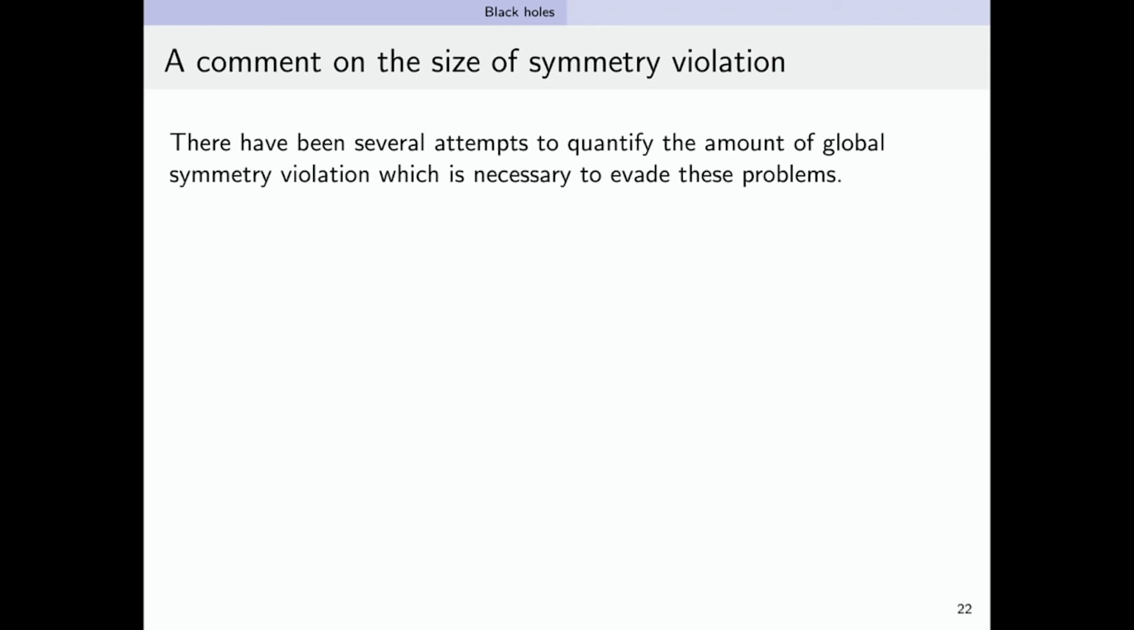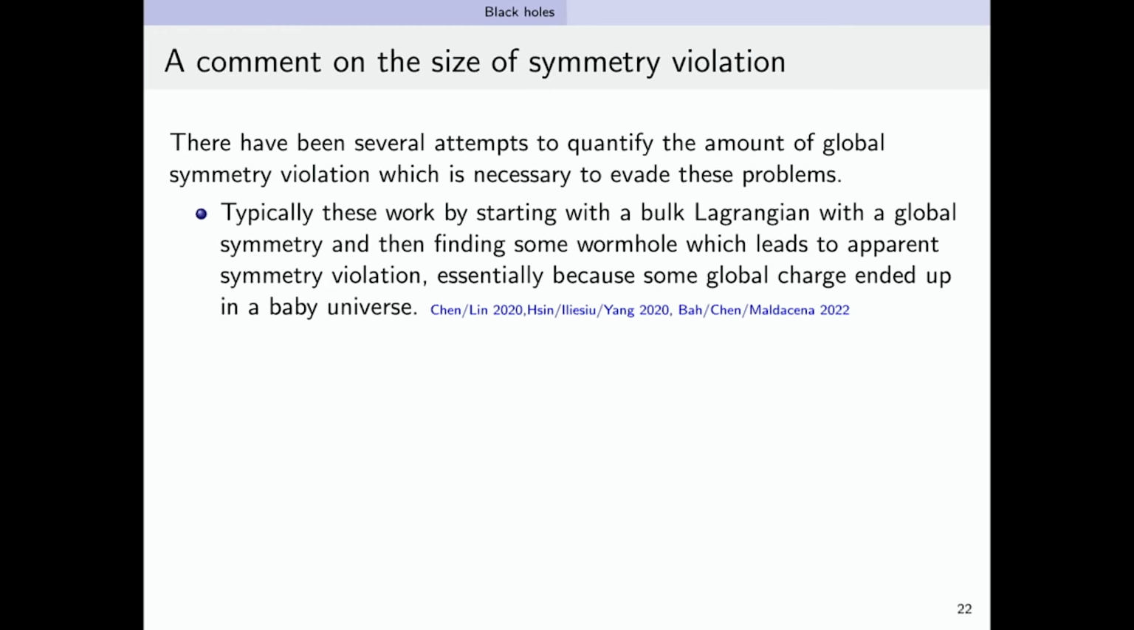Sorry. So there have been several attempts to quantify the amount of global symmetry violation which is necessary to avoid the contradictions. So typically what you do is you start with some bulk Lagrangian that has a global symmetry, and then you find some wormhole which leads to apparent symmetry violation, at least from the point of view of the asymptotic boundary. And basically it's always because some global charge goes into a baby universe. Okay, and so then you sort of can't see it anymore, and you say the symmetry was violated.